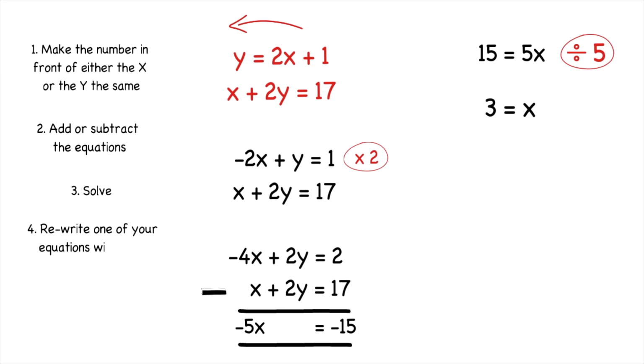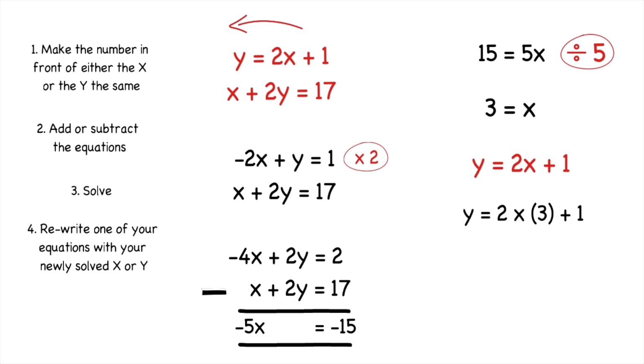Now I'm going to go back to my original equations and replace x with a 3. It doesn't matter which equation you choose, I'm just going to choose the top one. If y equals 2x plus 1, and we know that x equals 3, we can solve it. If y equals 6 plus 1, then y equals 7, and we have solved our simultaneous equations.